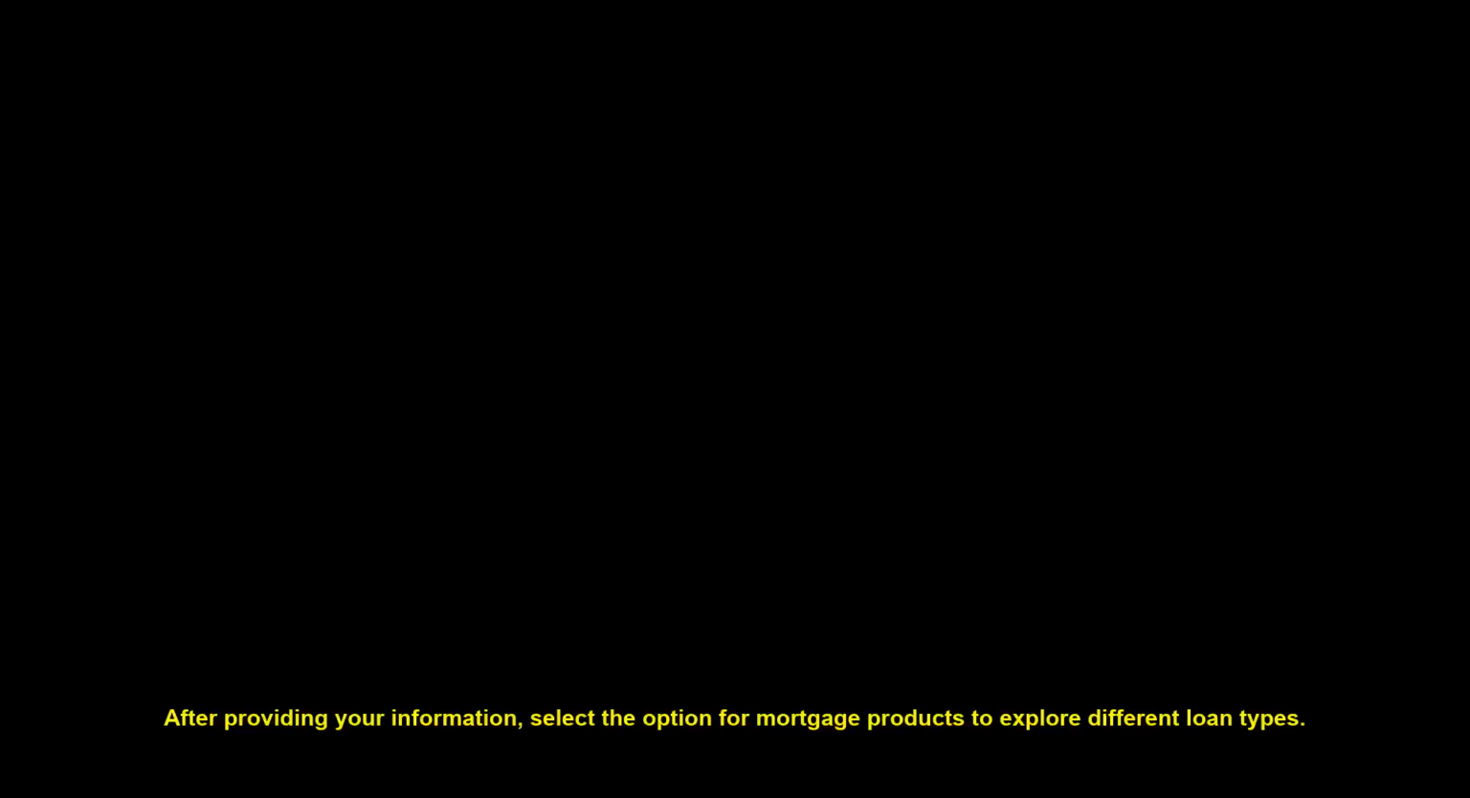After providing your information, select the option for mortgage products to explore different loan types. You will see various mortgage options, including fixed rate and adjustable rate mortgages. Choose the loan type that best fits your financial needs. Next, input your desired loan amount and the estimated property value. This step will allow you to calculate the mortgage points associated with your loan.